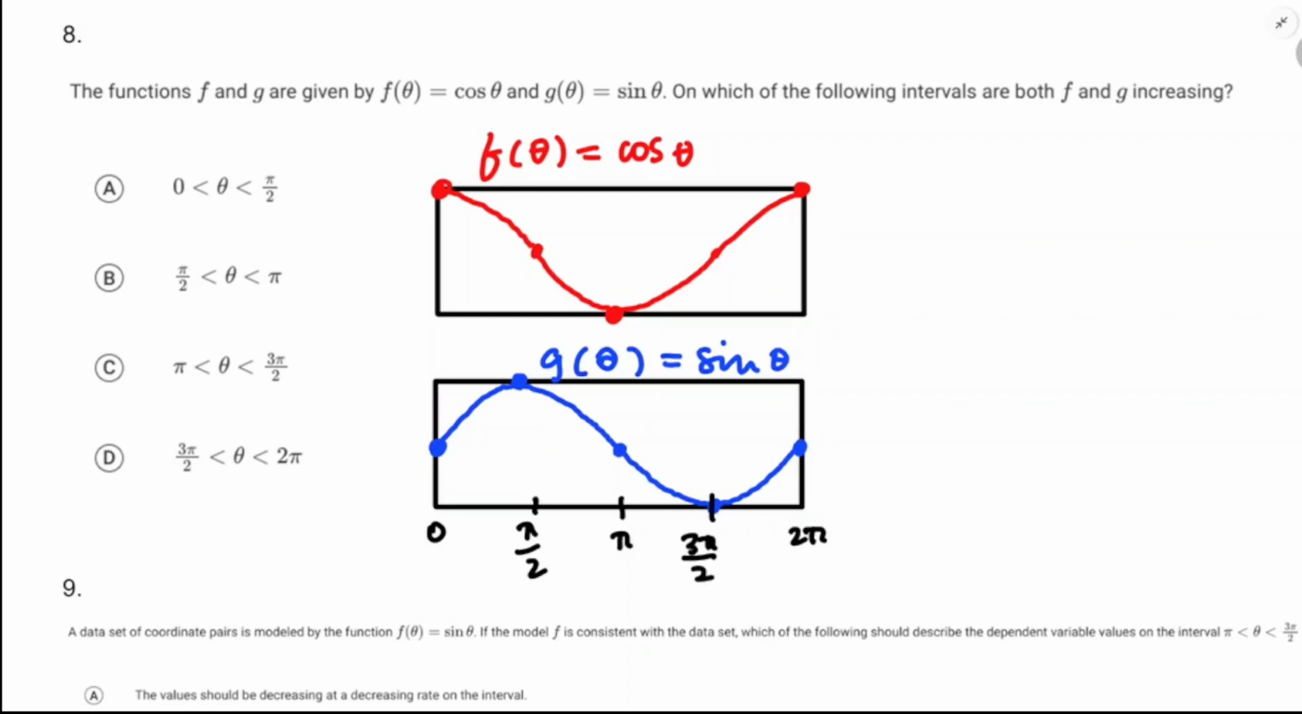All right, so where are they both increasing? Well, on 0 to pi over 2, blue is increasing, but red is decreasing. In fact, the only place where red is increasing at all is after pi. And so I'll be looking after pi for when they're both increasing. That's 3 pi over 2 to 2 pi. Right up here, red is increasing, blue is also increasing. So we answer choice D.